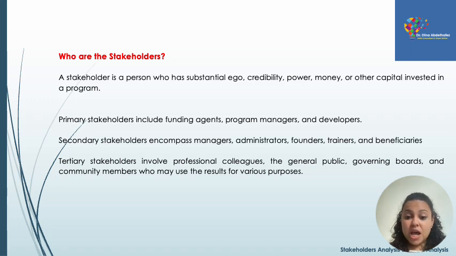The secondary ones include managers, administrators, founders, trainers, and beneficiaries for this project. The direct beneficiaries here, that is what I meant. While the tertiary stakeholders involve professional colleagues, the general public, or the community that is not directly involved in the project, the governing board for our organization, and the community members who may use the result of the project for various purposes after the end of the project.